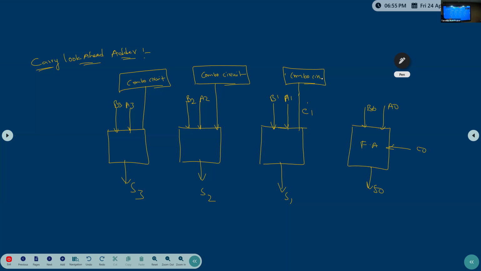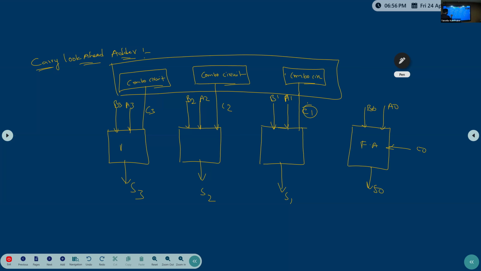Generally, they keep all of this together in one circuit, on top or bottom, anything is fine. This combinational circuit generates the C1 carry, this one generates the C2 carry, and this one generates the C3 carry. Is it depending on the previous full adder's carry? No. It is generating and calculating directly. How does that happen? We need to look into that.